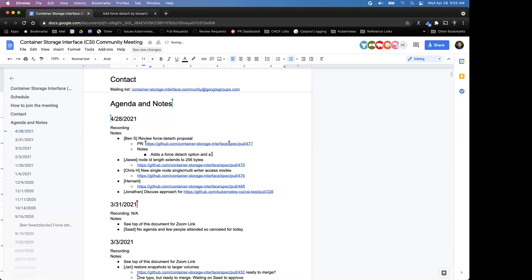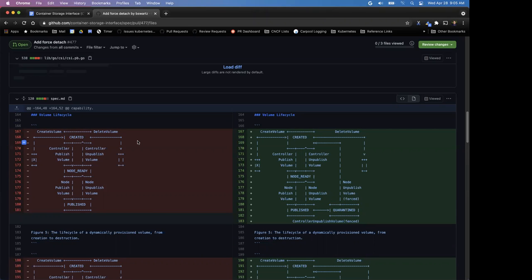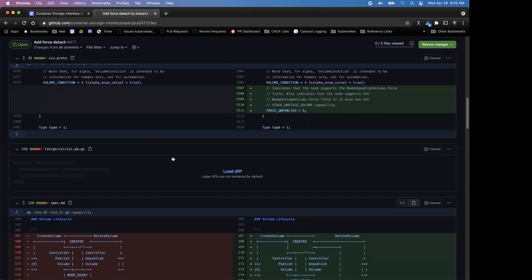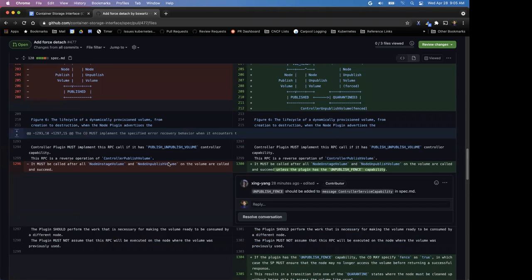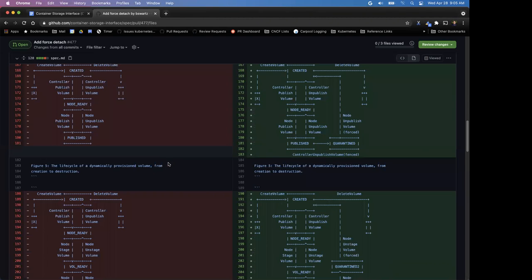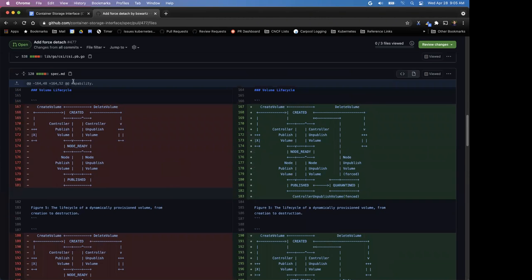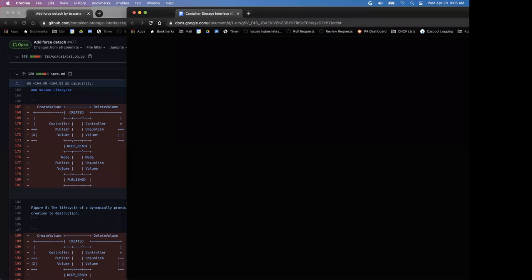So let me open up the PR myself. Yeah, so if you want to go to the part where I modify the state transition diagrams, up there. So this illustrates why it's a little bit more complicated than just having some more fields on some methods, because the state machine actually changes.